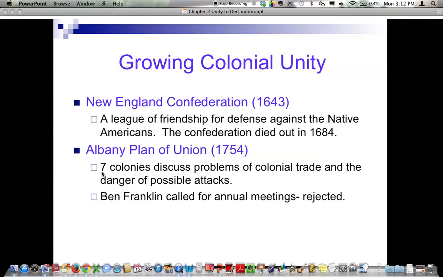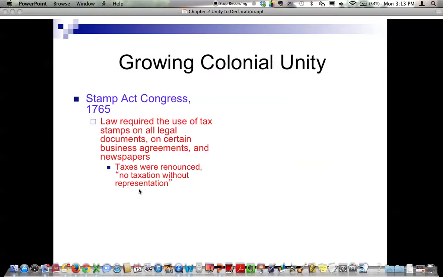So at this time, 7 colonies said, let's get together and discuss the problems that we're having with trade and also the possibility or danger of attacks from Native Americans. Benjamin Franklin, one of your key people, said, this is so important, I think we need to meet yearly. The Albany Plan of Union met for a little bit, and then they later voted and rejected the meeting, saying each colony can take care of themselves or Great Britain will protect them, that they did not need to meet regularly. So that was canceled.